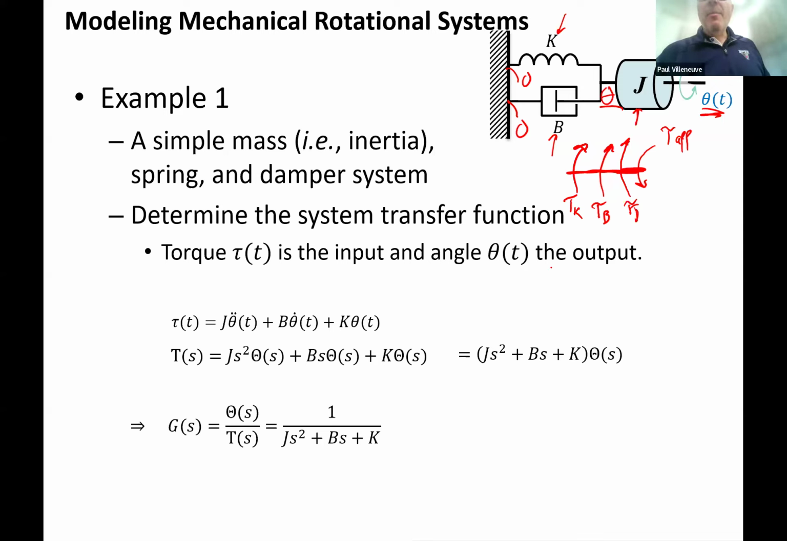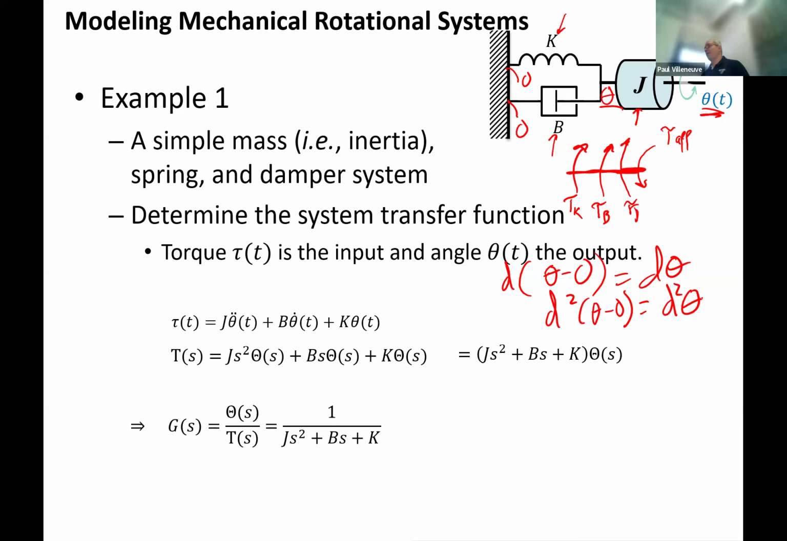So our position is theta minus 0 is how we calculate the position. So when we take the derivative of that, it's just d theta. Or if we take the second derivative, we just have the second derivative of theta because the second derivative of 0 is 0. So now we can do our force balance. Here's our applied torque. Here is T sub J. Here is T sub B. And here is T sub K.